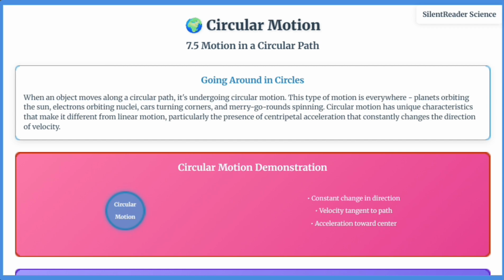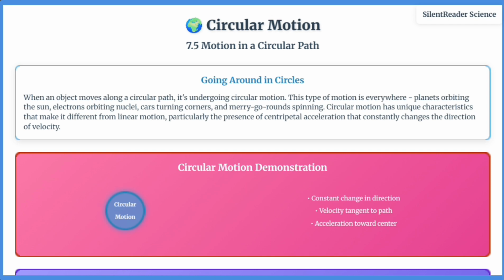Now let's examine circular motion, motion along a circular path. This includes everything from merry-go-rounds to planets orbiting stars. In circular motion, even when speed is constant, velocity keeps changing direction, which requires centripetal acceleration directed toward the center.